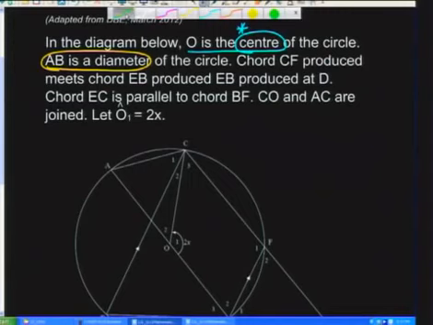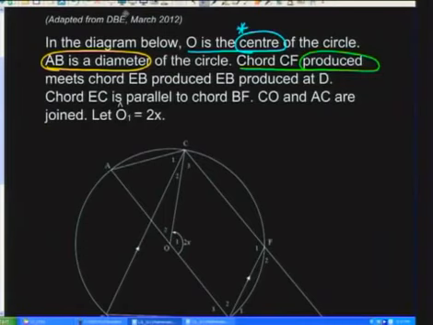It's not just sitting there just so that they can waste your time reading. What is produced? What's the effect of produced? It means that we've got a straight line. And with straight lines, we've got straight angles. So we've got that meets chord BF, which has also been produced. Meets chord EB produced at D. Okay. Chord EC is parallel to chord BF.